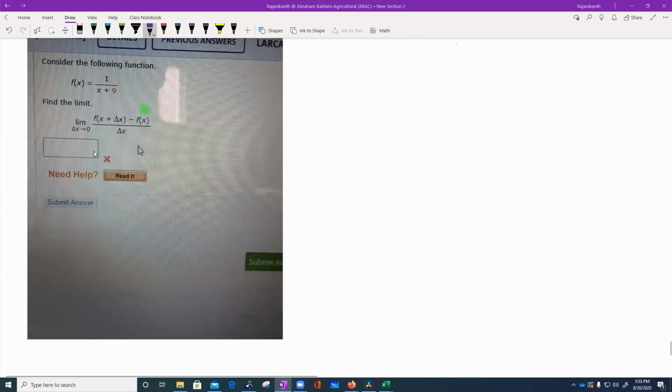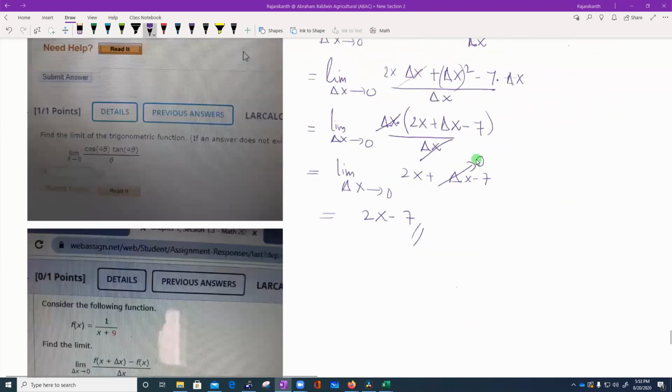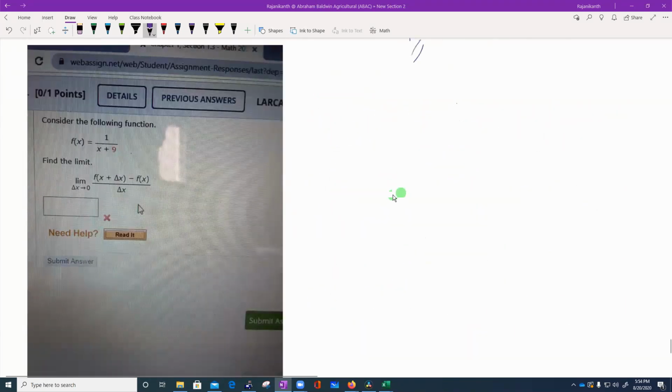Okay, now again, you need to find the limit with the delta x, but you are given the function. Now you have more work than the previous one, because in the previous one, you already have the expression. Now you have to write down everything. So your function f(x) is now 1 over x plus 9.